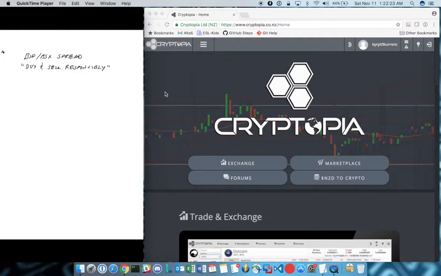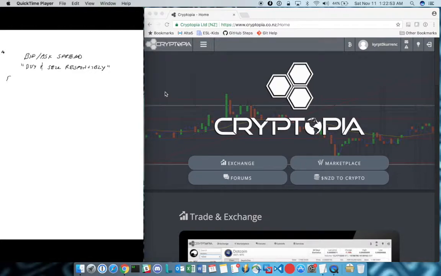Today's topic is going to be the bid-ask spread. That is, how to buy and sell responsibly in the marketplace. To truly learn how to buy and sell assets for a reasonable price in any marketplace, whether that's in the crypto exchanges, stock exchange, commodities, futures, anything that brings buyers and sellers together in a marketplace, you have to understand the relationship between the bid and the ask. So let's explore it by first getting some terminology out of the way.